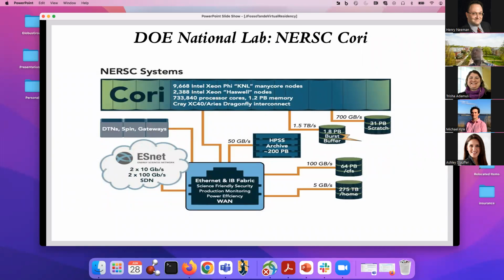Next, we move on to NERSC, still the Department of Energy. So we look at Cori. We can touch on Cori and Perlmutter. Cori has about 9,668 Intel Xeon Phi Knights Landing many-core nodes. So you have the compute system, you have the network fabric, and storage with really good connection and good performance.